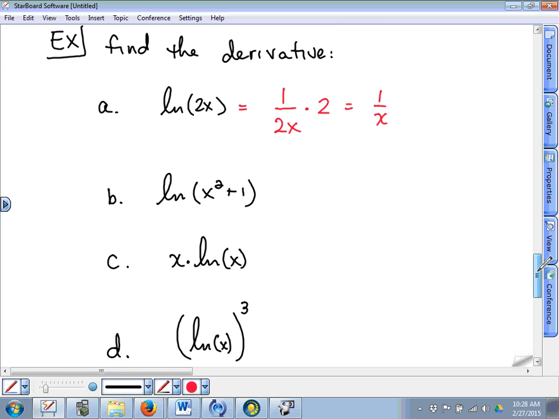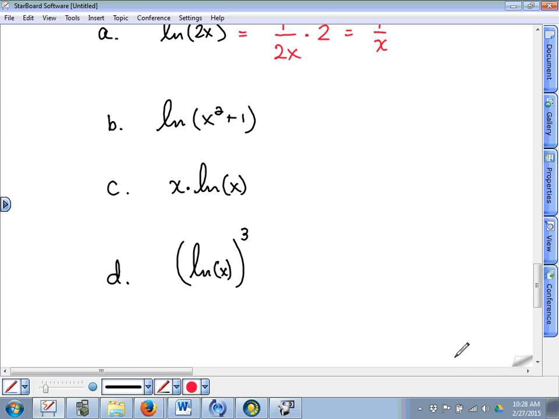If it's a constant times x, that means the derivative of ln 2 equals 0. Is that the same with every constant? ln of 2 is just a constant. The derivative of a constant is always 0. It's a good thought. What about this one, you guys? We've got to speed this up.